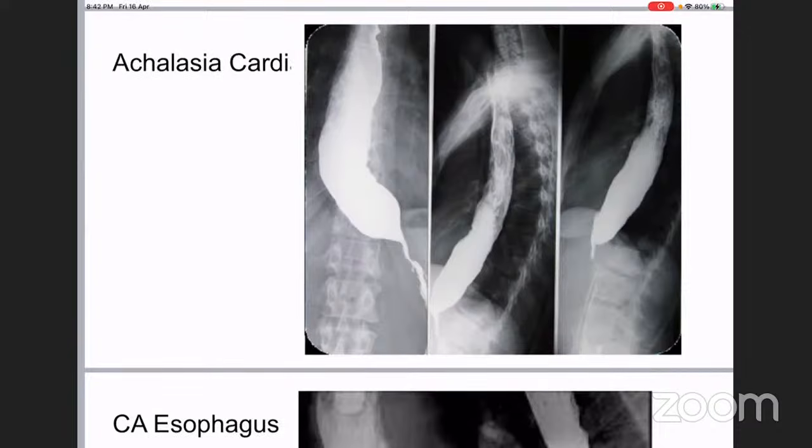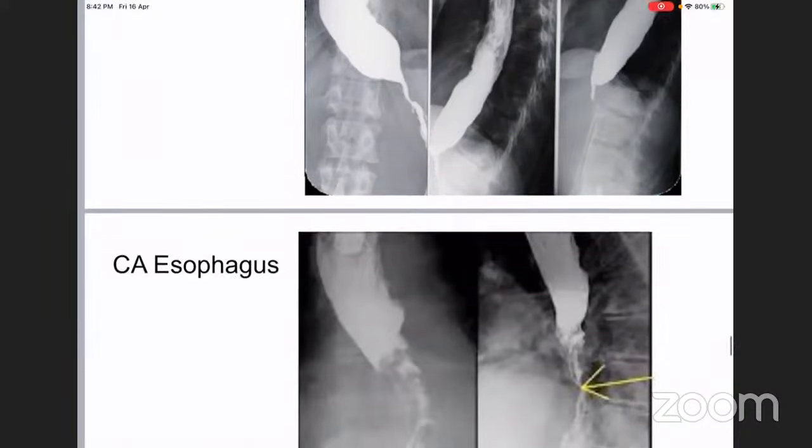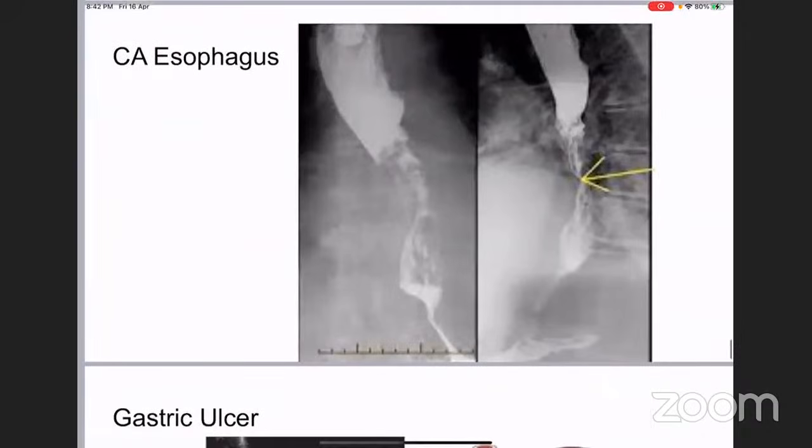Esophagus and terminal, yes, there appears to be terminal tapering, okay, and a cut off. So this is seen in achalasia cardia. So they will ask you, how do you differentiate between achalasia cardia and carcinoma of the esophagus? What do you see here? There's an abrupt cut off and an irregular filling defect in the esophagus. So that is how you differentiate.